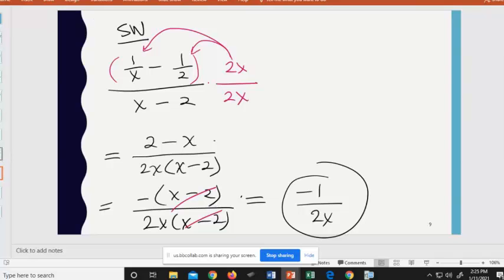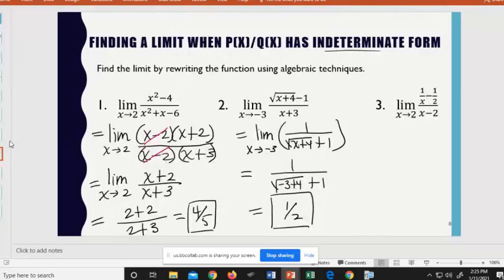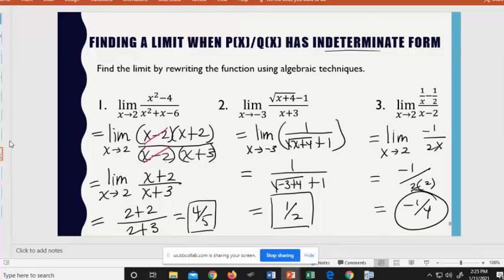Okay, so let's pull that back in. We'll say that this is the same as the limit of -1 over 2x as x approaches 2. And now I can easily evaluate this. -1 over 2 times 2, or -1/4.